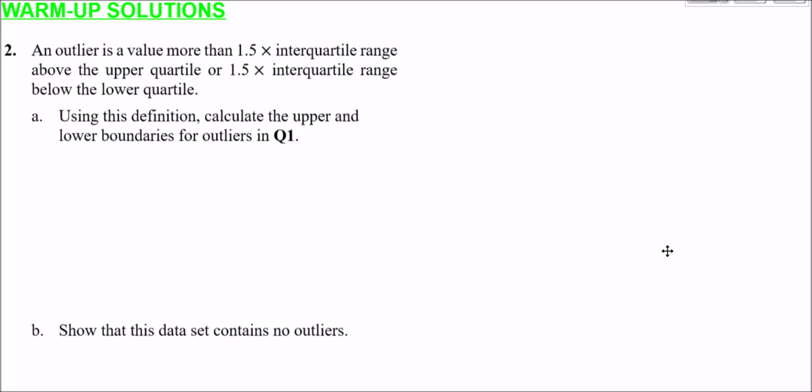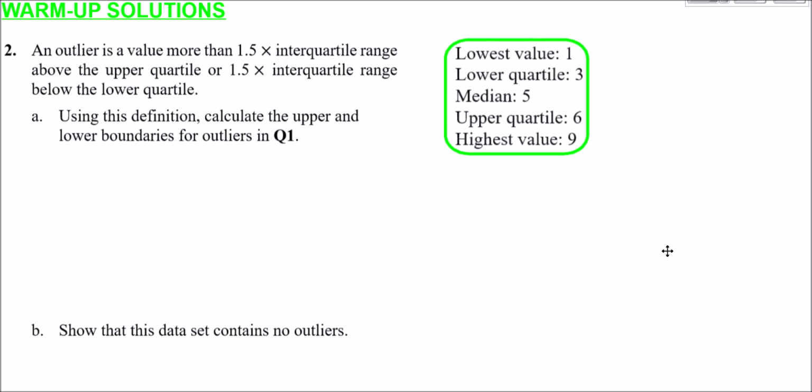Question 2, we're talking about outliers again. An outlier is a value more than 1.5 multiplied by the interquartile range above the upper quartile, or if it's a low-lying outlier, 1.5 multiplied by the interquartile range below the lower quartile. So using this information, we need to calculate the upper and lower boundaries for outliers in question 1. Just reminding you of what question 1 was, we had these values.